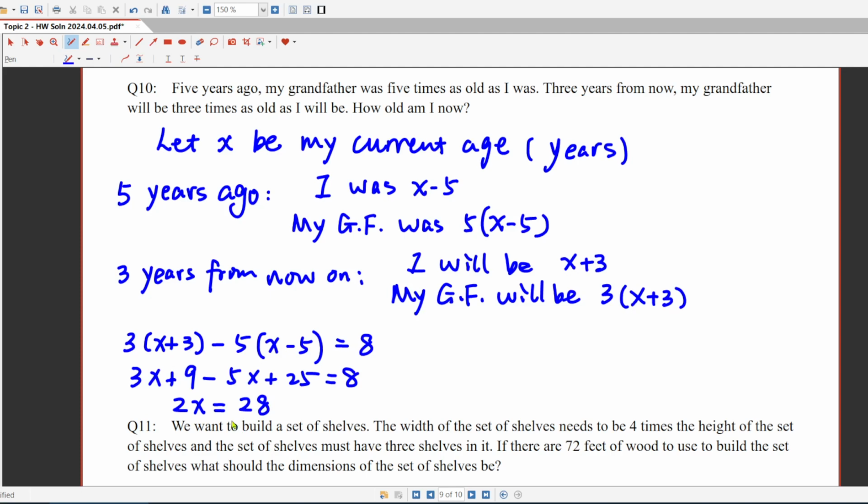So basically you have 2x equals 26. Therefore x equals 13, right? So what is the meaning of x? X is my current age, therefore you can conclude I am 13 years old now, right? Okay, any questions?